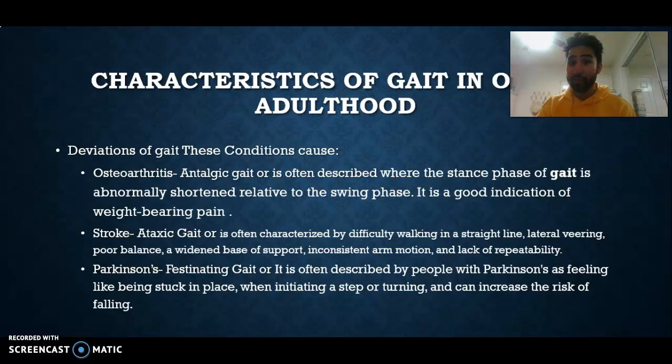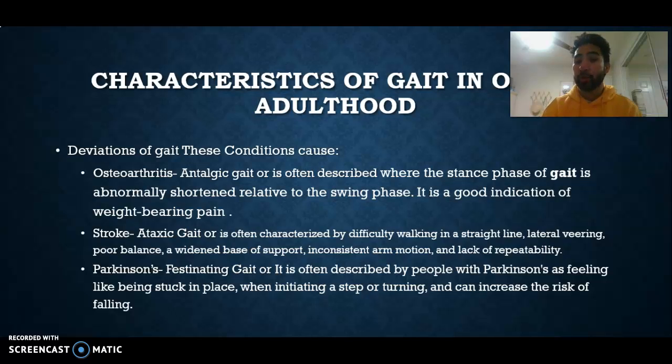Characteristics in gait in older adulthood. Deviations of gait from the conditions I mentioned earlier: arthritis causes an antalgic gait, often described as one where the stance phase of gait is abnormally shortened relative to the swing phase because of pain. It is a good indication of weight-bearing pain. With stroke, people usually develop what's called an ataxic gait, often characterized by difficulty walking in a straight line, lateral veering, poor balance, a widened base of support, inconsistent arm motion, and a lack of repeatability.